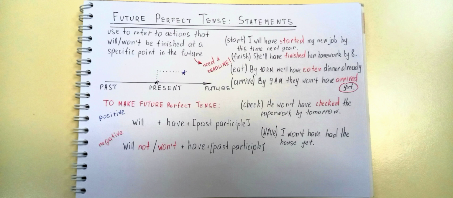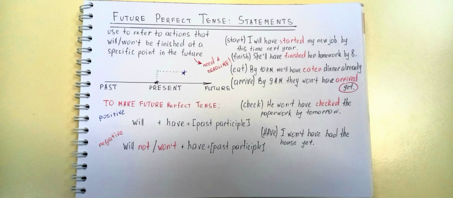So again, a deadline, by 9 a.m. I won't have left the house yet. By this point in time, I will still be in my house. In other words, I'm expecting, again we see yet here. I'm expecting to leave the house, but by 9 a.m., by this point, I will not have left the house. Means I will still be inside my house. I will leave maybe after 9 a.m.